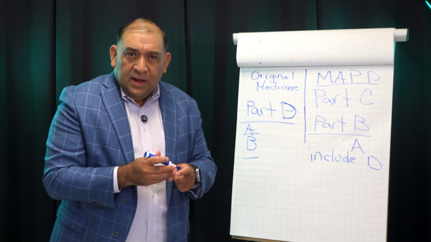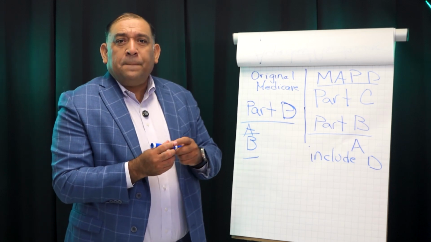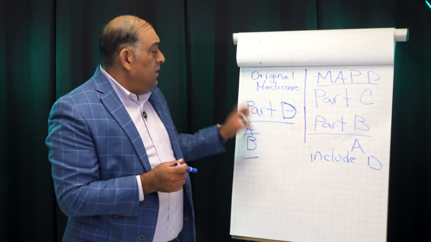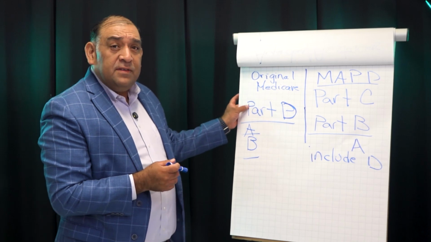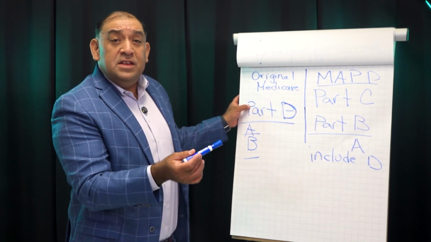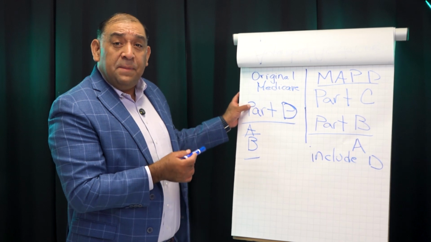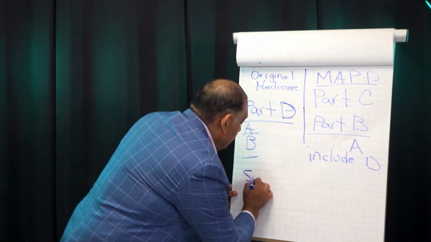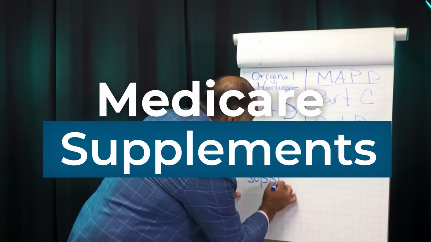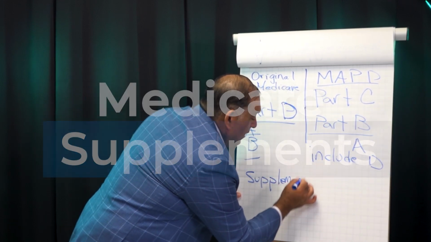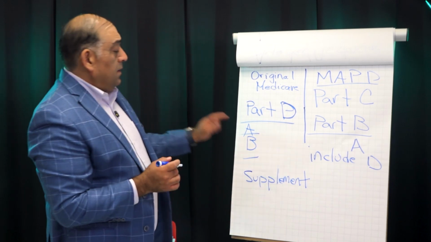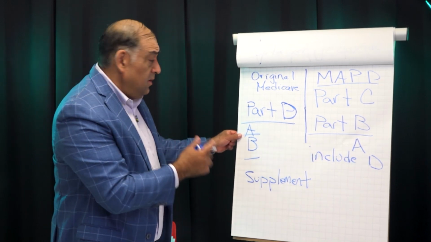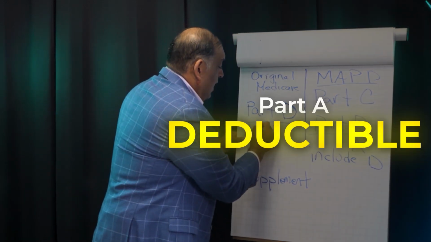Okay, so let's continue. Now, remember, if you decide to join a prescription drug plan, you're going to get it through a private insurance company and you have to pay for it. Now, there is this thing called Medicare supplements. So I'm going to go over these costs with you. So with A, you have a deductible.